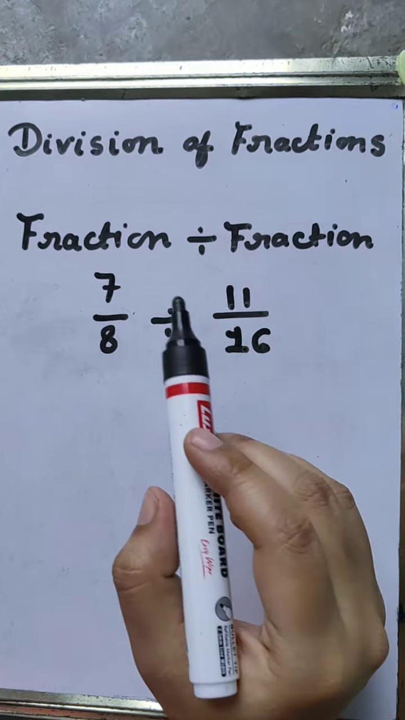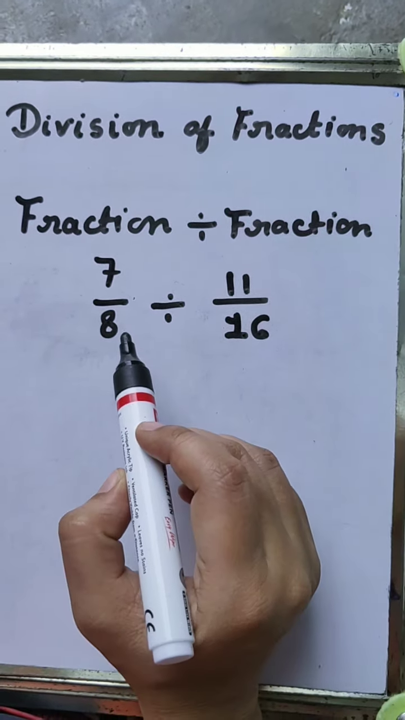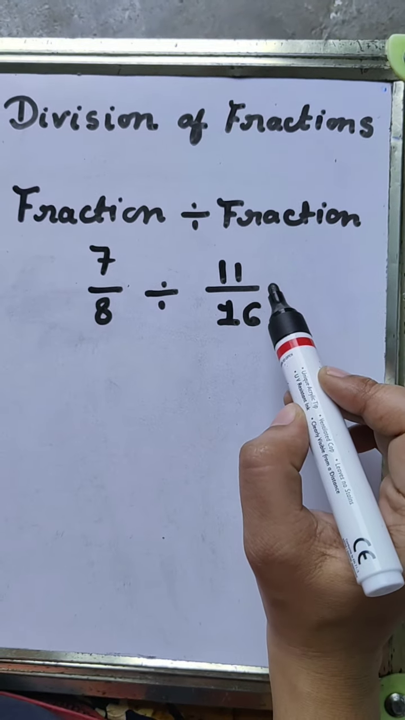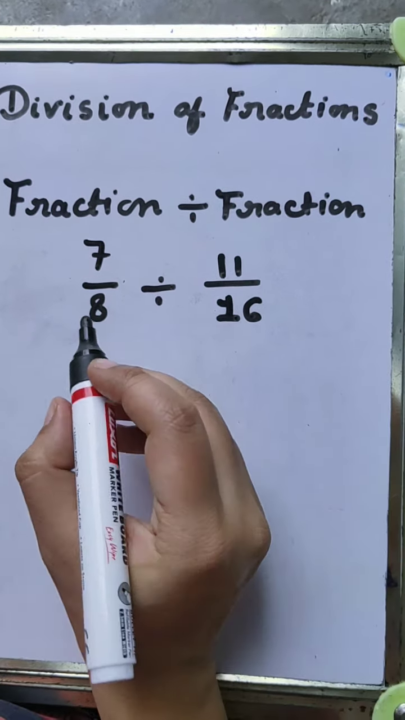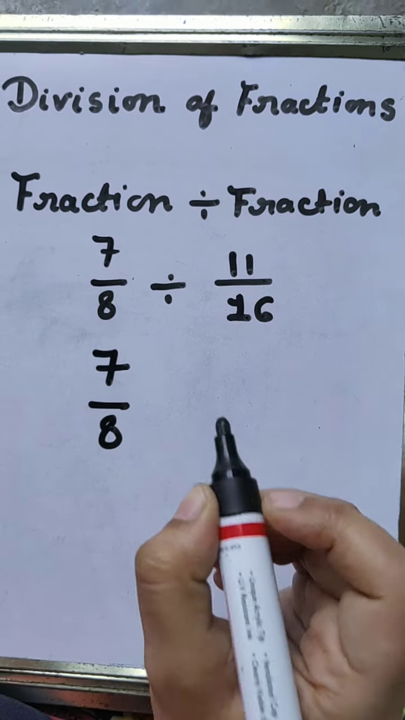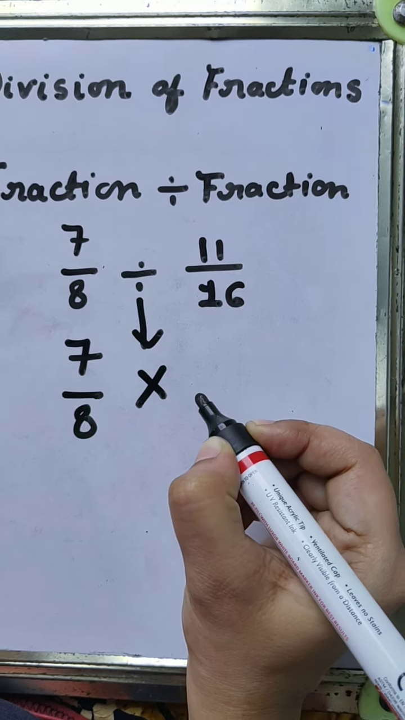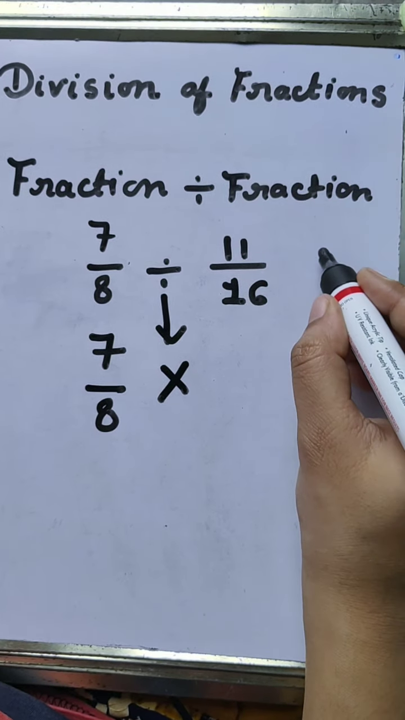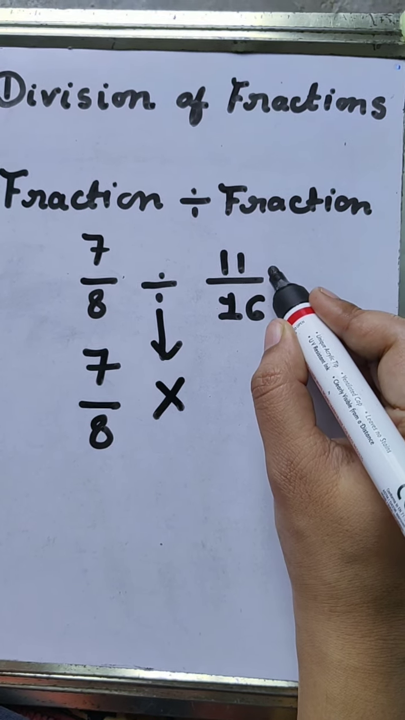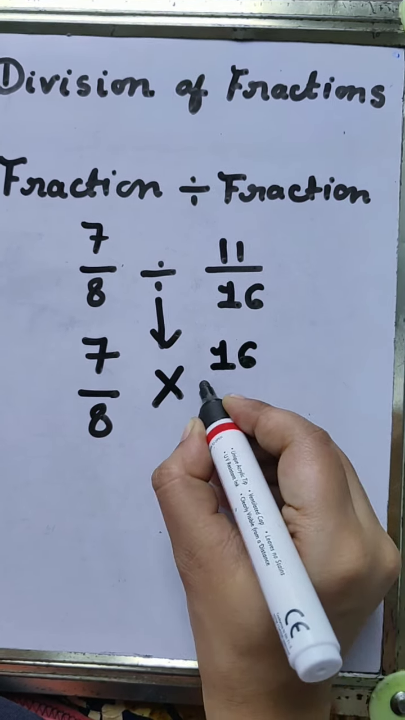After this, now we will see how to divide a fraction by a fraction. Here I have taken an example. We have to divide 7 by 8 by 11 by 16. So, the procedure will be the same. We will write 7 by 8 as it is. Then we will convert this division sign into multiplication sign. Now, we have to write the multiplicative inverse of 11 by 16. So, it will be 16 by 11.